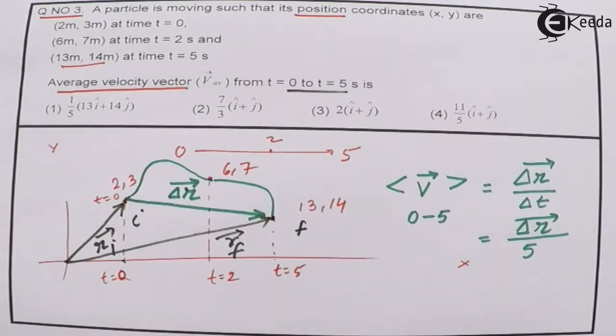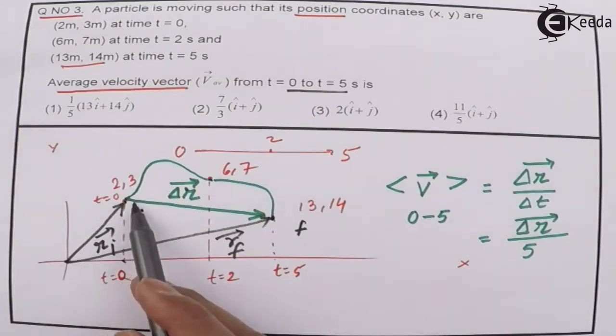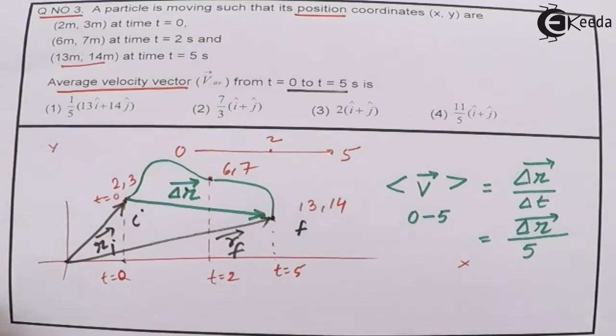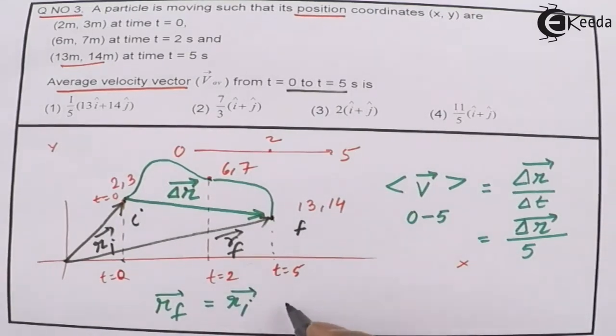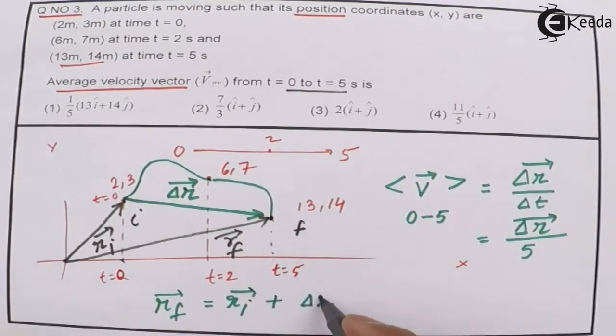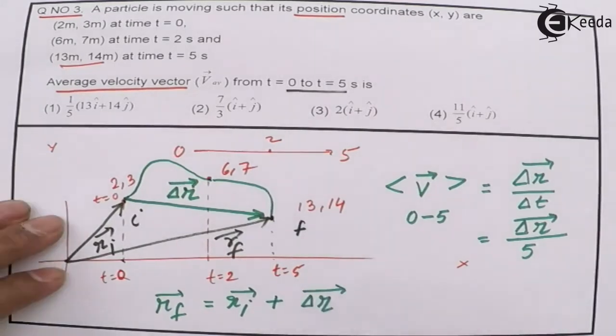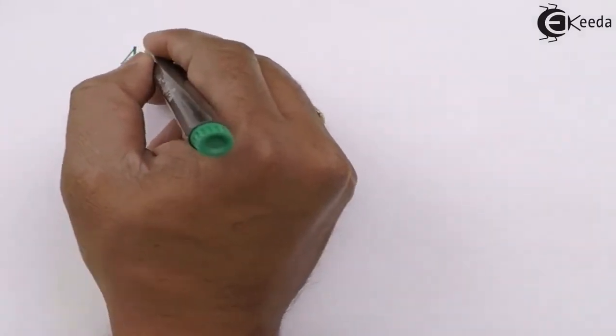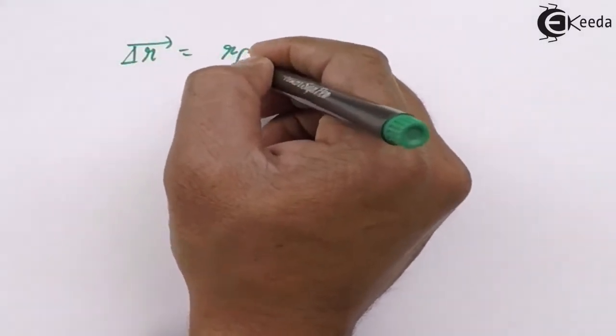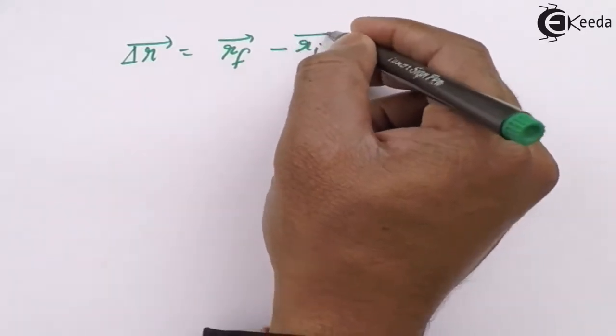Now from the triangle law of vector addition, you know that this vector plus this vector is this vector. I can write that the RF vector is actually the sum of the R initial vector plus the delta R vector. So from here I get the delta R vector. The delta R vector is actually the final position vector minus the initial position vector.